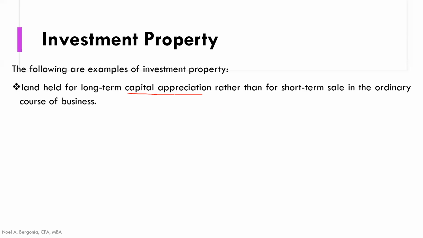So technically, in our definition kanina, properties that were held for capital appreciation, land or building, will be part of investment property. So ito po, land with the intention of capital appreciation rather than selling them in the ordinary course of business. Pag sinel kasi natin siya under the ordinary course of business, it's not already investment property, but they will be classified already as inventories. So which is not covered under this particular discussion.